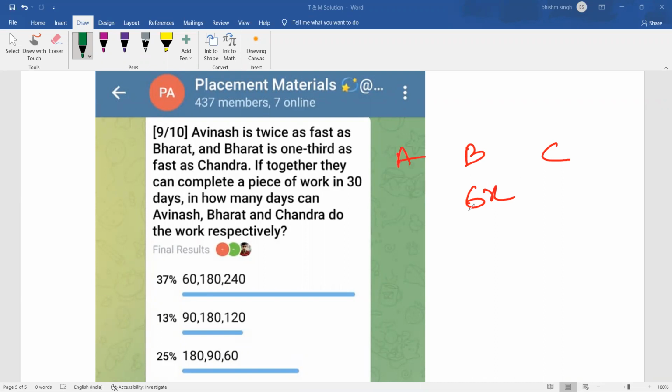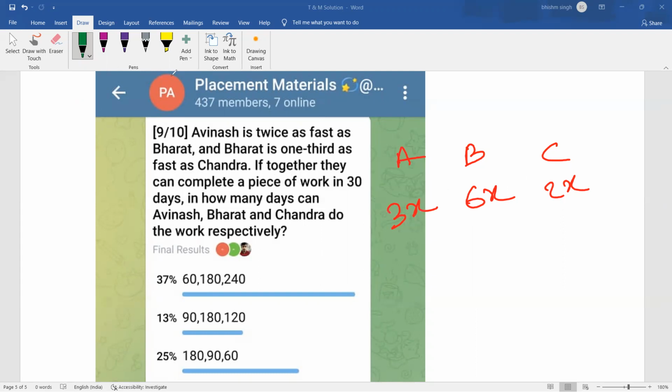So I will take days directly. Okay, I will not take efficiency. So what are the days here? Bharat will do in 6 days. Just the opposite will happen. Avinash is twice as fast as Bharat, right? So Avinash will take half the time, the days are just the opposite of Bharat. And what about Chandra? Bharat is 1/3 as fast as Chandra. So Chandra will do 1/3 of 6, you will take 2x days. So Chandra will take 2x days. So this is the entire days for this one.